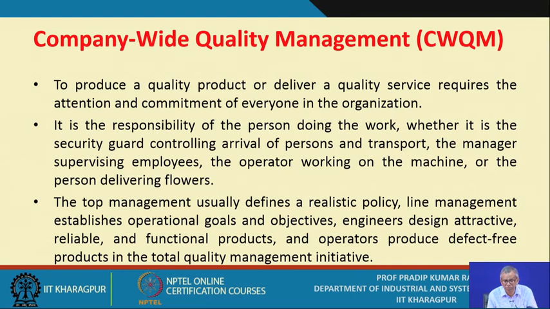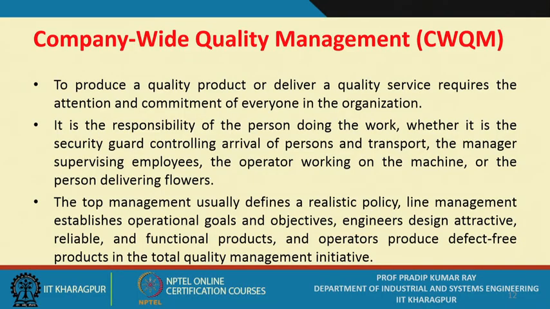It is the responsibility of the person doing the work, whether it is the security guard controlling arrival of persons or transport, the manager supervising employees, the operator working on the machine, or the person delivering flowers. That means whatever may be your job, against that job you must be able to define its quality standards. So the top management usually defines a realistic policy, line management establishes the operational goals and objectives, engineers design attractive, reliable and functional products, and operators produce defect-free products in the total quality management systems.